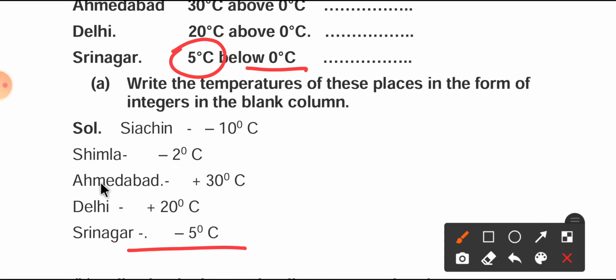So these are the temperatures of 5 cities. Siachen -10 degrees, Shimla -2 degrees, Ahmedabad plus 30 degrees, Delhi plus 20 degrees, and Srinagar -5 degrees. Here the minus sign present means the temperature is less than 0 degrees Celsius.